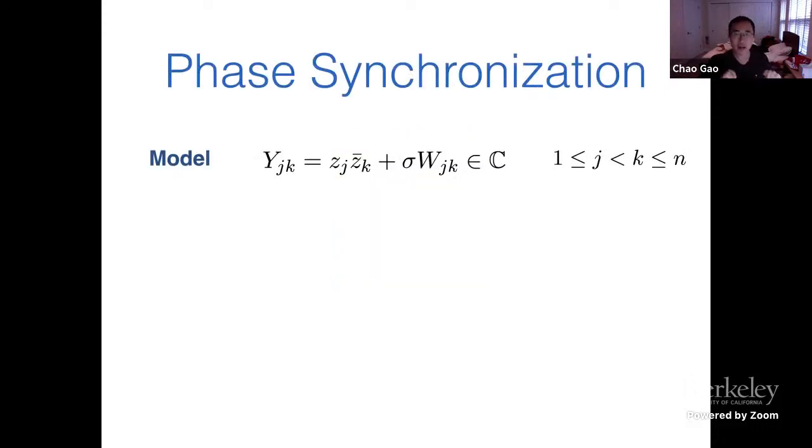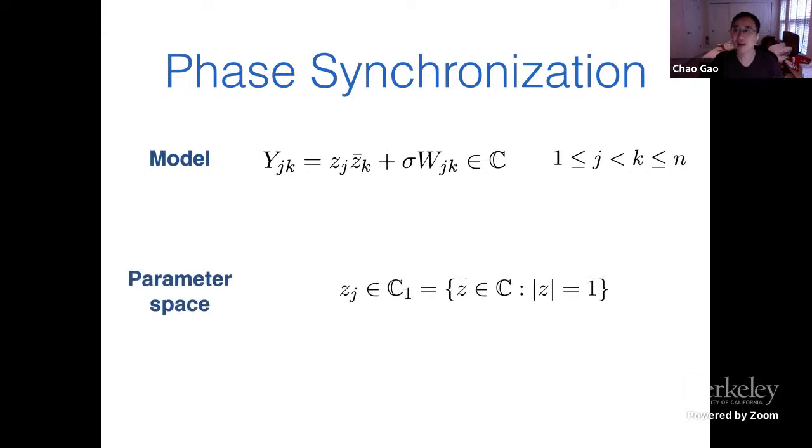So we observe YJK, which is understood as a noisy version of the pairwise difference of two angles. And the goal is to estimate these angles Z1 through Zn. So each Zj is a complex number. The only constraint is that the complex number Zj has norm 1. So for a complex number that has a unit norm, you can always parameterize that by an angle. That's why Zj times the complex conjugate of Zk is understood as the difference of two angles.